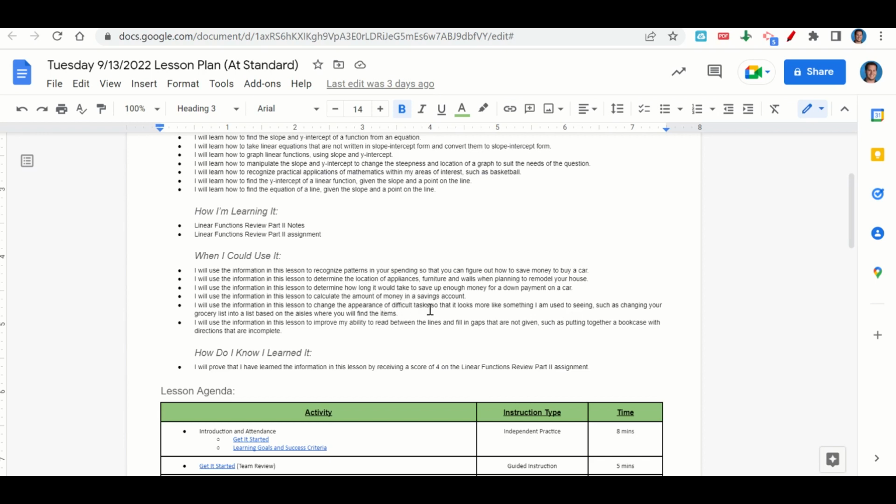To change the appearance of difficult tasks so that it looks more like something you are used to seeing, such as changing your grocery list into a list based on the aisles where you will find the items. And to improve your ability to read between the lines and fill in gaps that are not given, such as putting together a bookcase with directions that are incomplete.